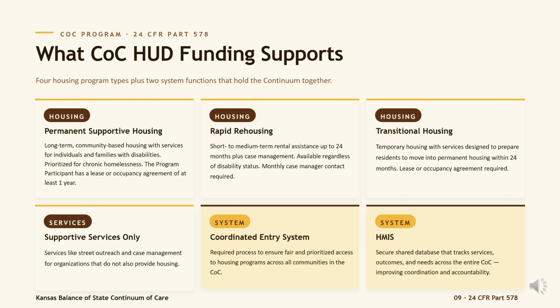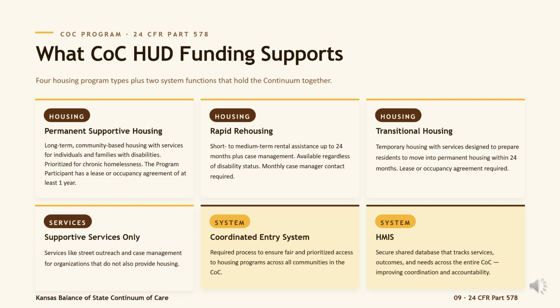Transitional housing, temporary housing with services designed to prepare people to move into permanent housing within 24 months. Supportive services only, services like street outreach and case management for organizations that don't also provide housing to those program participants. Coordinated entry system, the fair and prioritized access process referenced earlier, this is required.